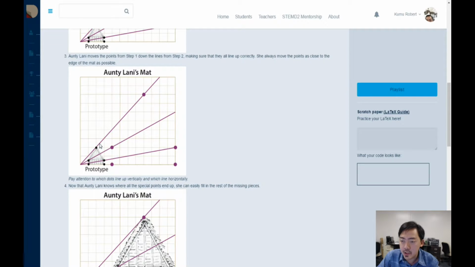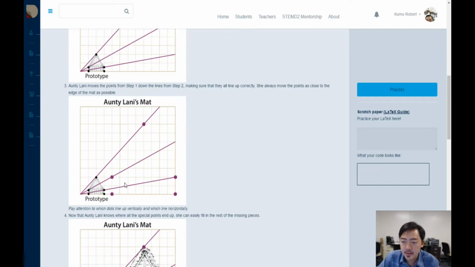The horizontal position of this dot is right in between these 4 dots, so Auntie Lani will move it down the line until it is right in between these 4 dots. Finally, after Auntie Lani has moved over all of the special points, she takes a look at the prototype and fills in the missing detail.